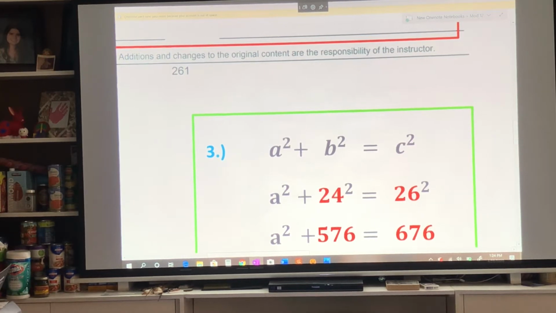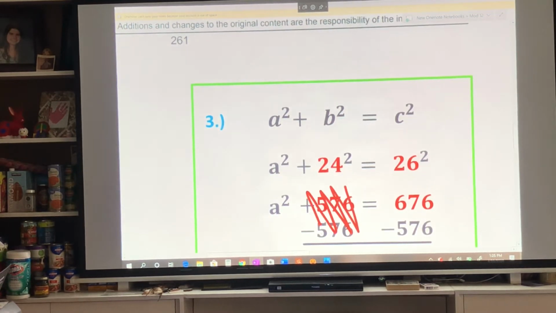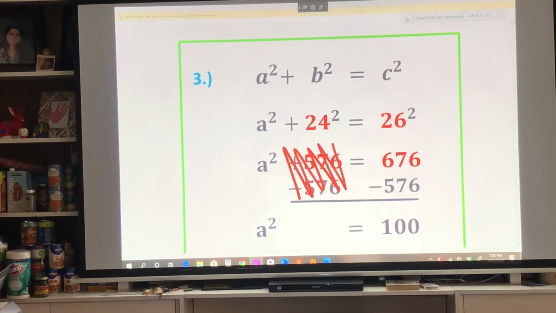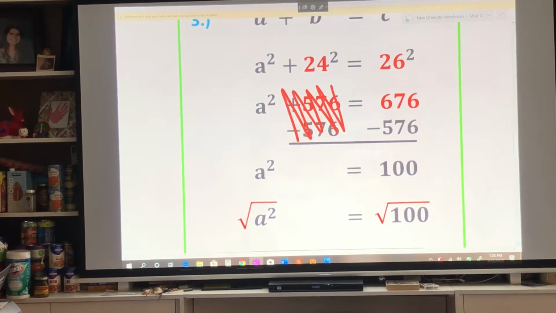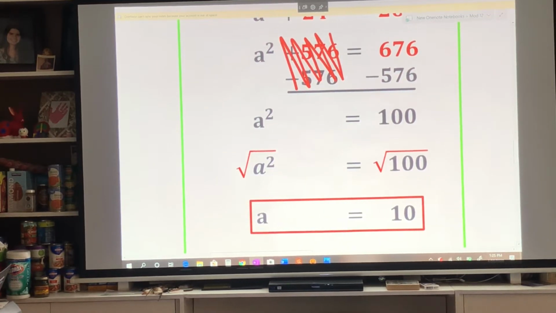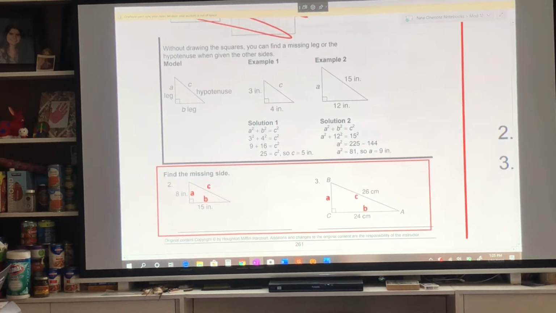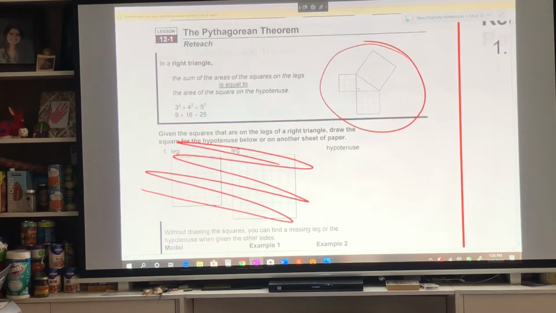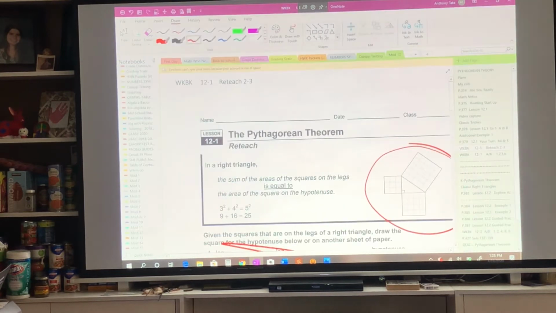To get rid of the 576, you subtract it from both sides. These two go away. And you've got A squared equals 100. Square root of both sides. A equals 10. Okay, they gave us an easy one. All right, that was the reteach worksheet. Remember, if I'm going fast, it's because you can stop the video and you can check it out. Okay, let's go to the other worksheet.